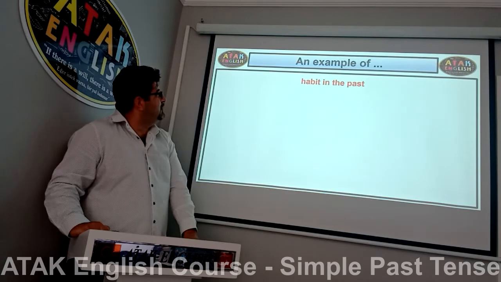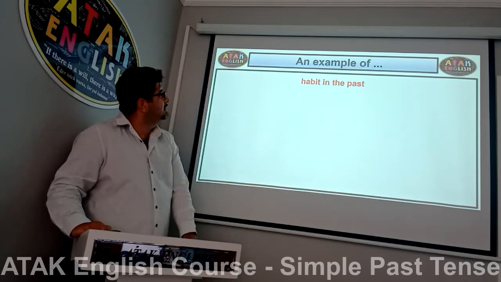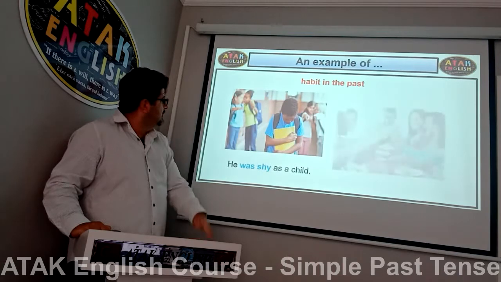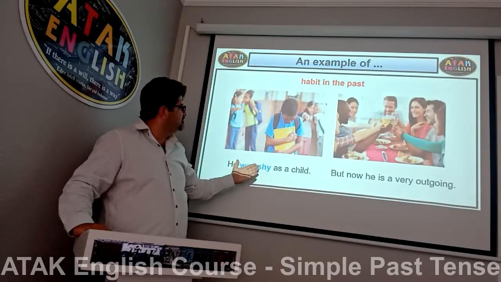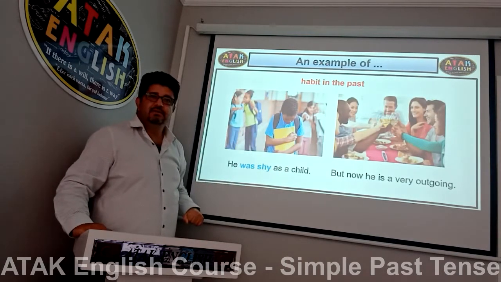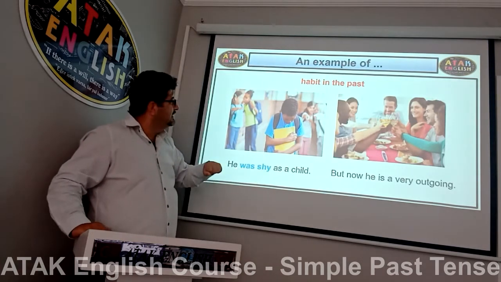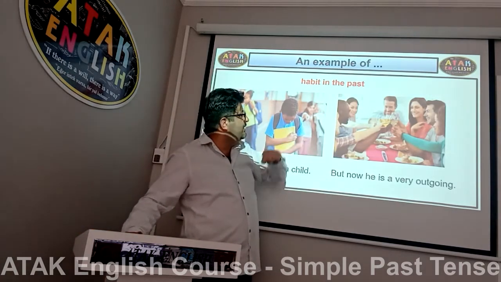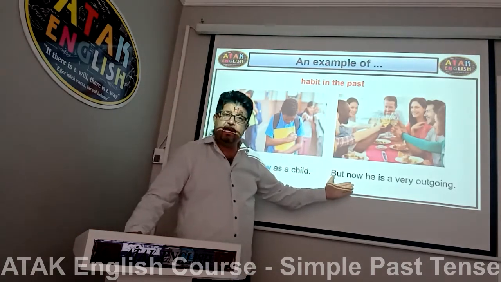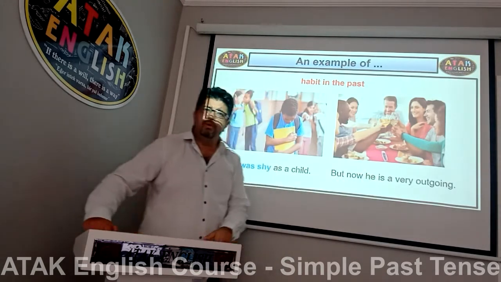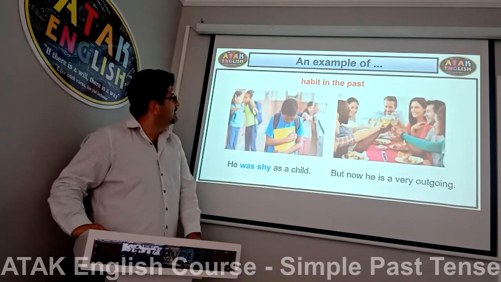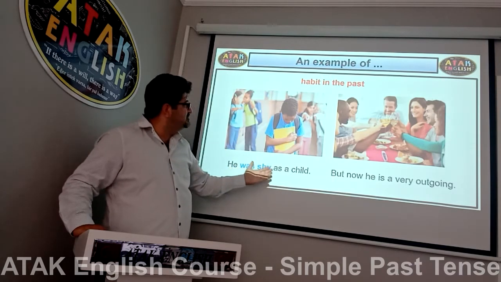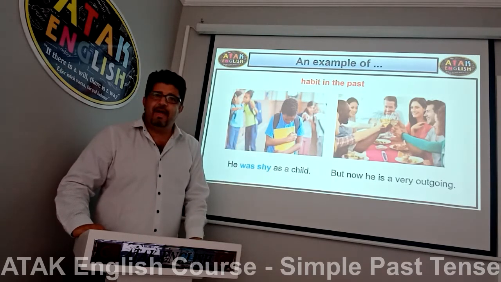And let's see an example of habit in the past this time. He was shy as a child. That is in the past. And the same boy becomes a gentleman right now. But now he is a very outgoing person. So he was shy as a child is a kind of habit in the past. And in this situation, we use simple past tense.